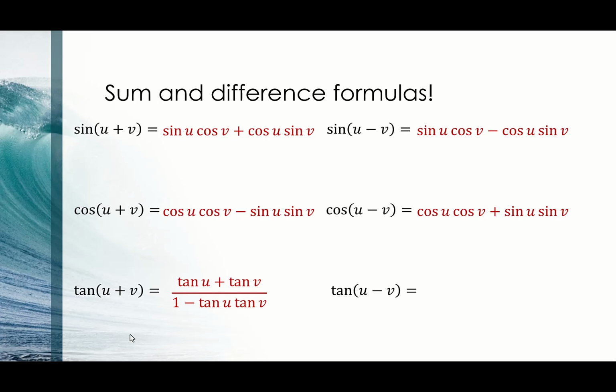Moving on to our tangent formulas, the sum formula for tangent of u plus v will be tangent of u plus tangent of v over 1 minus tangent of u times tangent of v. And our difference formula for tangent of u minus v will be tangent of u minus tangent of v over 1 plus tangent of u times tangent of v.